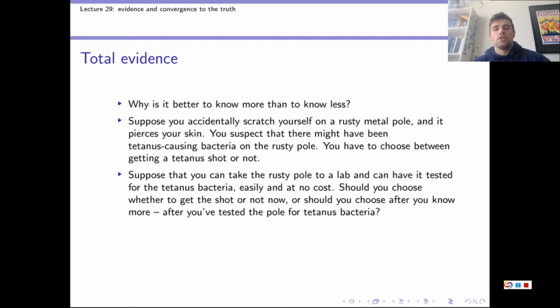The question is, do you decide whether to get the shot without testing the pole for bacteria, or should you decide after you've tested the pole for bacteria? Now, a nice way to see that you should test the pole first and then decide, that is, that you should make your decision using more knowledge rather than less, is by graphing the situation. Since we're unsure about whether there were tetanus-causing bacteria on the pole, we're reasoning under uncertainty here, and so we can reason using expected utilities like we did at the beginning of week 9. That is, we can draw a graph as follows.